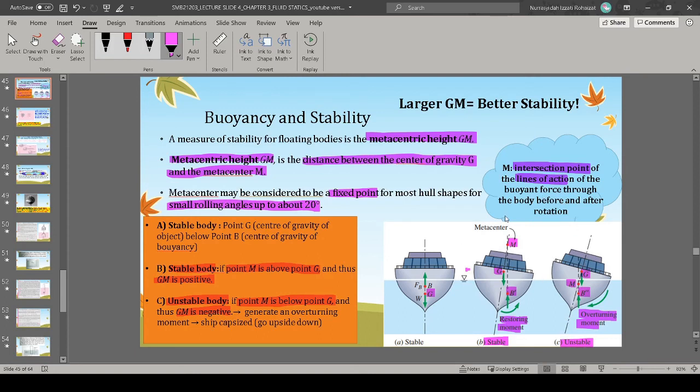So we should know now that larger GM, or larger metacentric height, will give us better stability. So from here, I can say that we have finished our topic, buoyancy and stability, and then we will continue to the next chapter, which is chapter 4, in another video. Thank you very much.